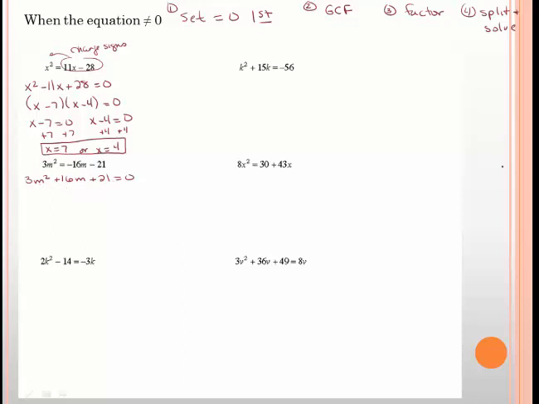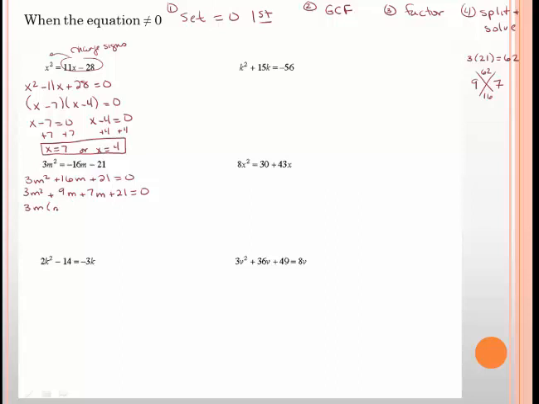So what I'm going to do is come over here to the side and say 3 times 21 is 63. And I'm going to look for factors of 63 that will give me a sum of 16. Now 3 and 21 obviously are not going to give me 16, but if I take 3 away from the 21, I end up with 9 and 7, and that will give me a sum of 16. So I'll replace 16 with 9 and 7.